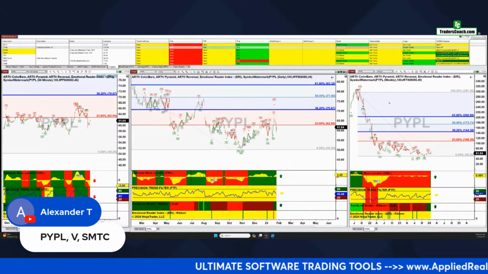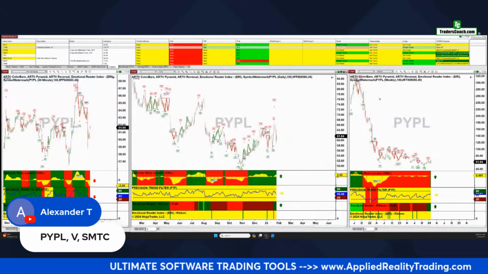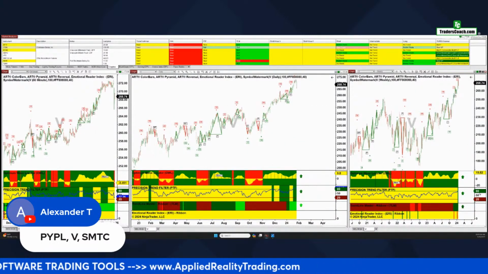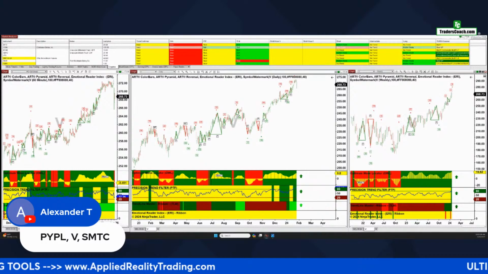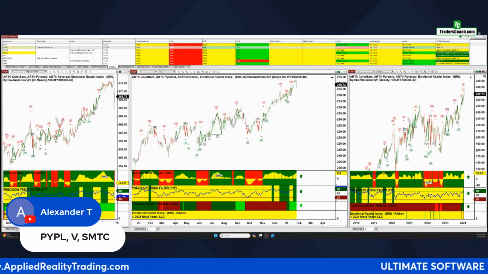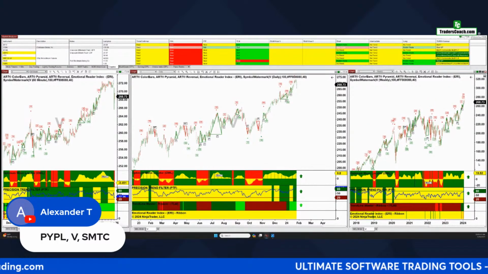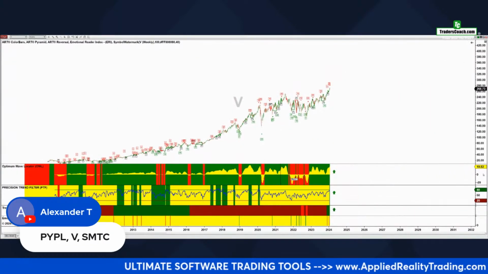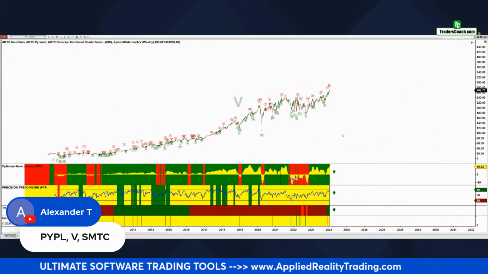All right, Alexander, let's take a look at V. V has run up quite a bit. We have a green PTF just emerging now on the weekly chart, so more highs are coming. I'm going to open this one up and let's take a look and see. Big move up, classic Elliott wave 3.